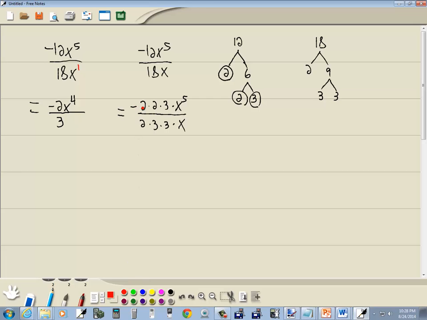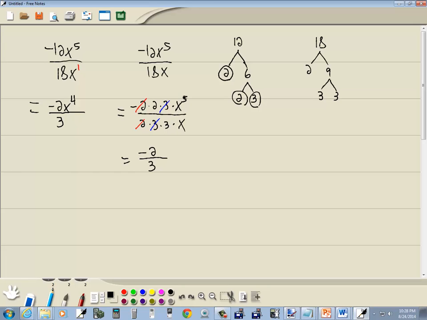Okay, number-wise, this has a 2, this has a 2, so those 2's cancel. This one has a 3, this one has a 3, so those 3's are going to cancel. Okay, so the negative stays up on top. We've got a 2. And down below we have a 3 left.